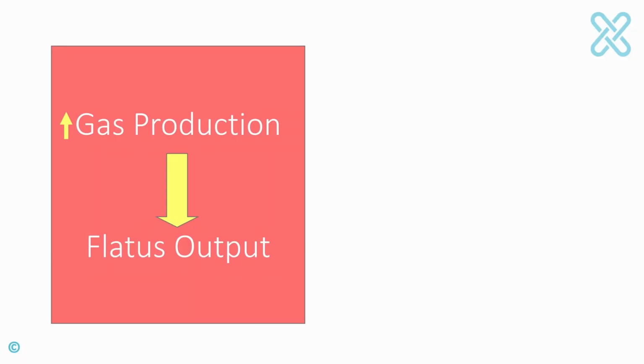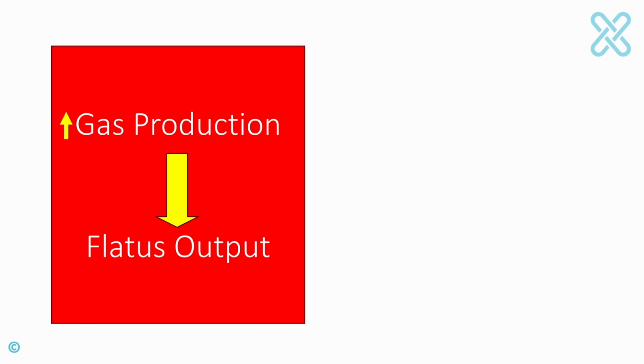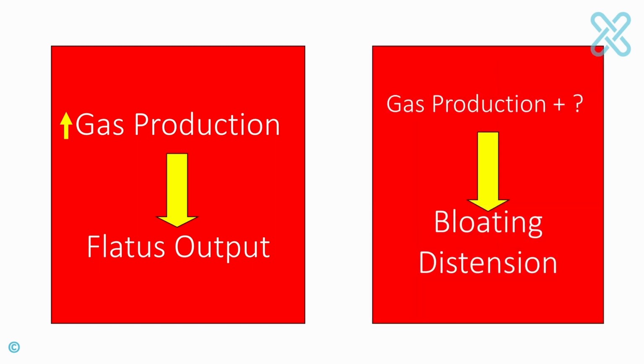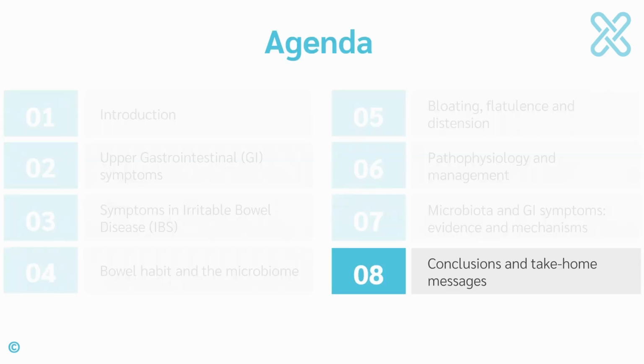I think this is pretty convincing data to suggest that there is an association between bowel habit, stool form, and your microbiome. I think there's good evidence that increased gas production is associated with the development of flatus. What I've also suggested is that gas production may not be increased in relation to bloating and distension. So what are my conclusions?